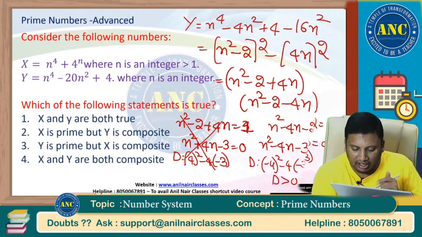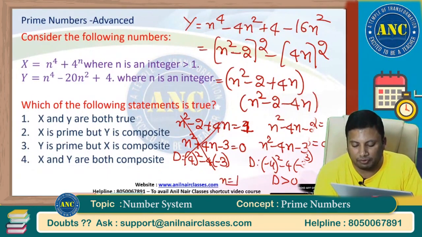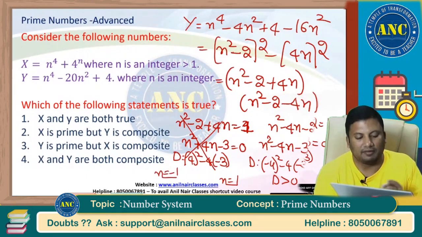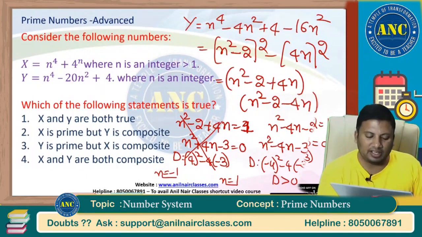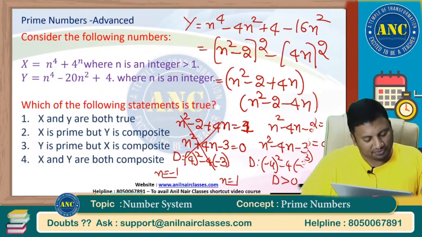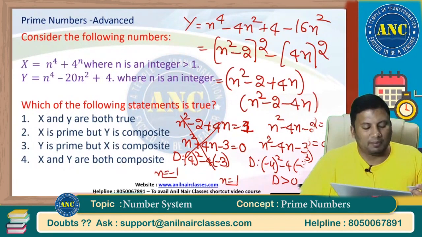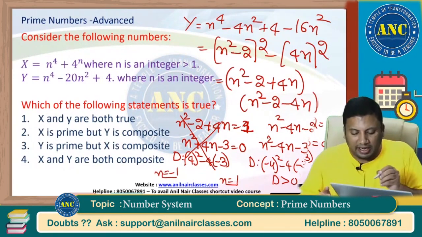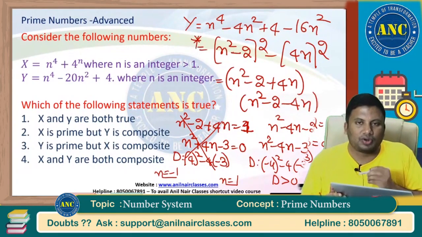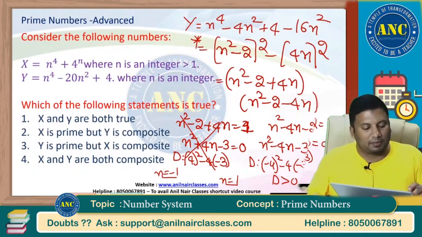Let us see. If n is minus 1, is it satisfying? 1 minus 4 minus 3, minus 3, it is not satisfying. N is minus 1, 1 plus 4, 5. If any value satisfies, then this will be a prime number, otherwise composite number. Idea is to tell you how you should write the number as a square minus b square.